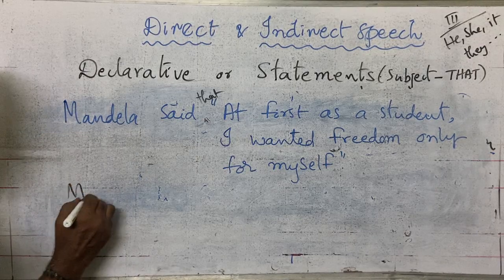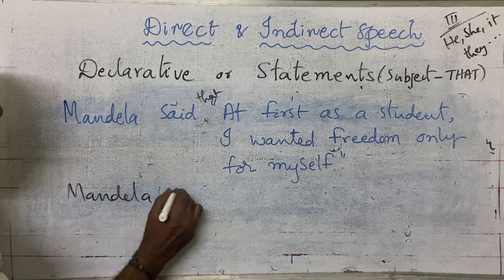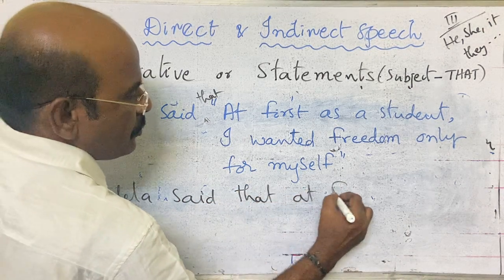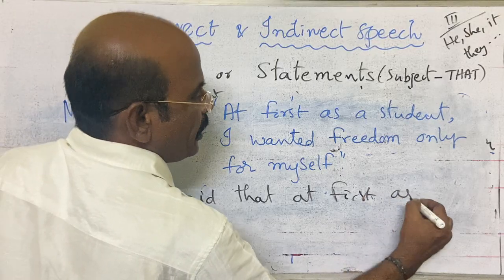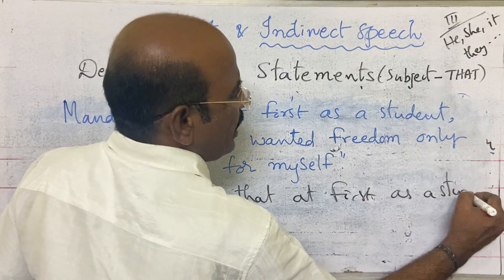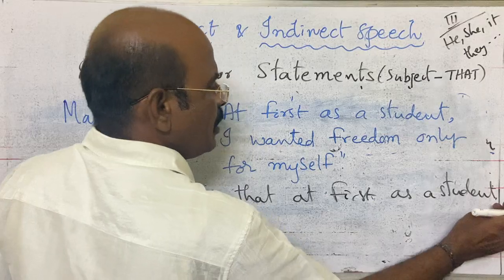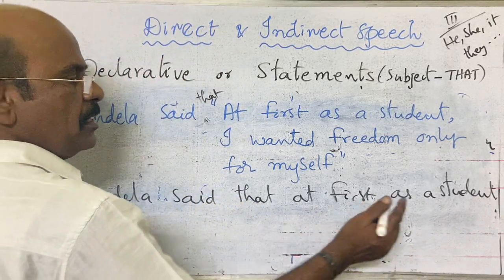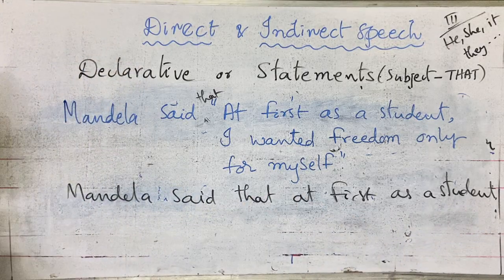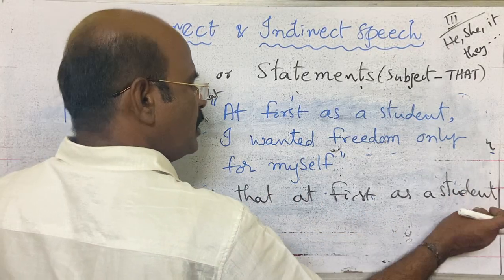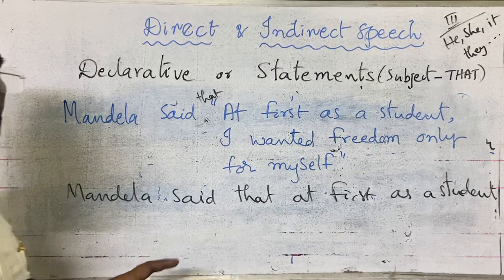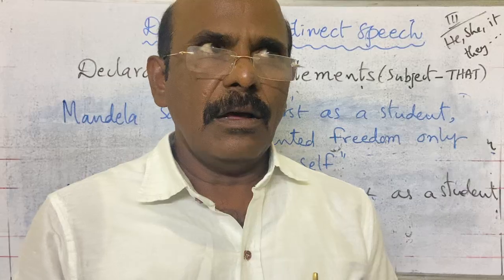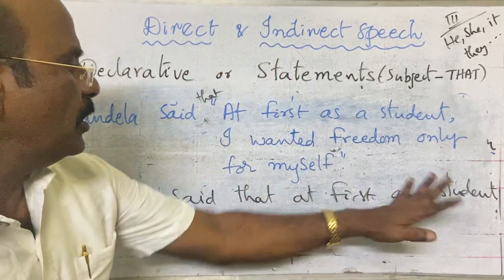So Mandela said that at first as a student. You can take as a starting subject something having a noun phrase. You can take like this here: at first as a student. This is the name, so that's why it is not changing. Of course, we can change only first person and second person: I, you, my, you are like that only. The remaining is not changing.